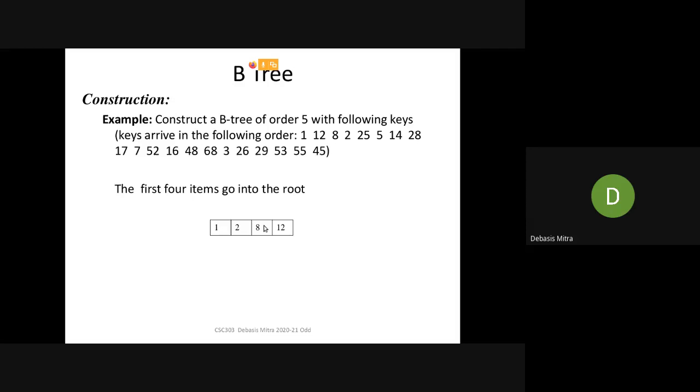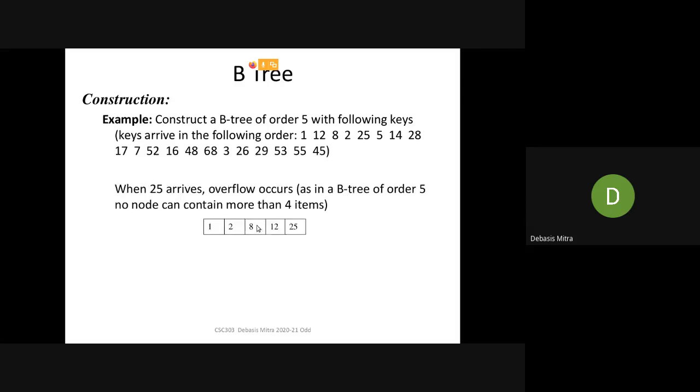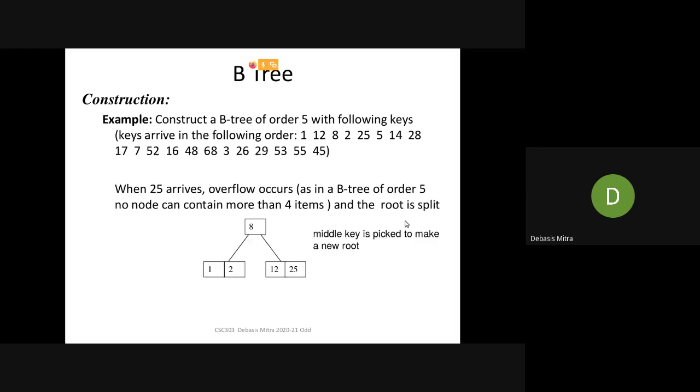If you follow the two pass insertion, you first insert 25 and then split it. So 8 will go up. This will be the tree after 5 elements get inserted up to 25. Then 5 is less than 8 and it will appear on the right side of 2.